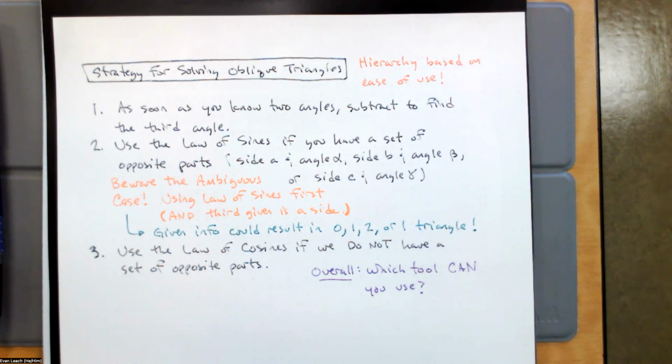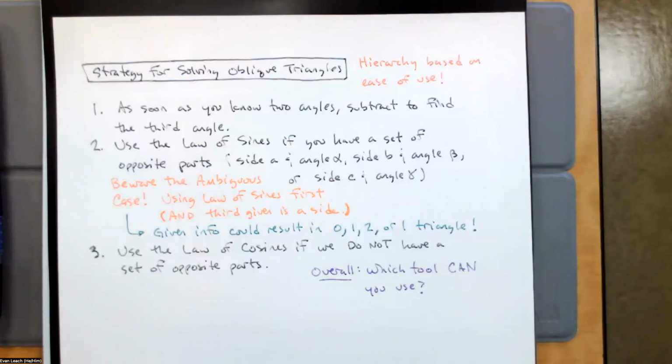Technically, we can use the law of cosines in the weirdo cases. If we have two sides at an angle, we can always use the law of cosines, but we're not going to really want to. So it's really, which tool can you use? Do as little work as possible.